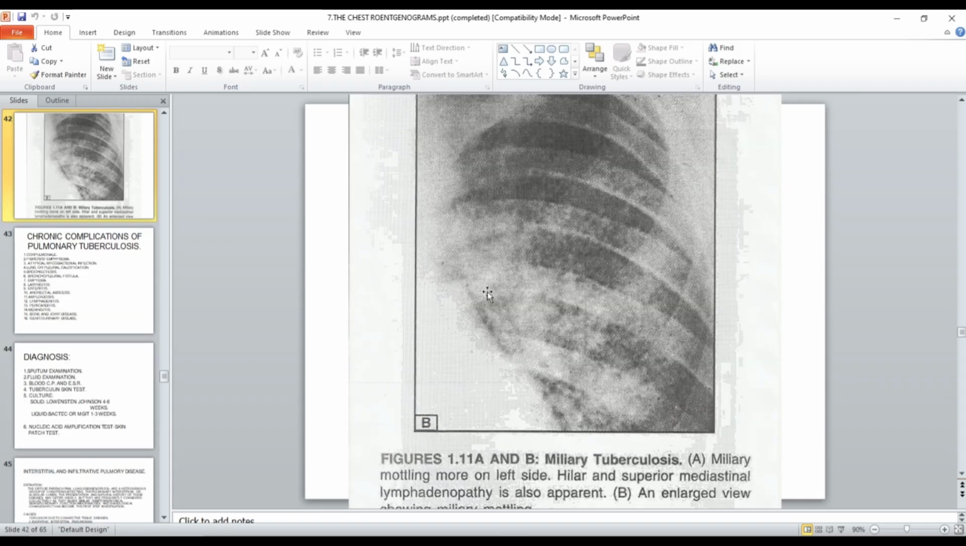This is miliary tuberculosis. Small opacities 2 to 3 millimeters in size are spread throughout the lung, and this is a blood-borne and life-threatening disease.